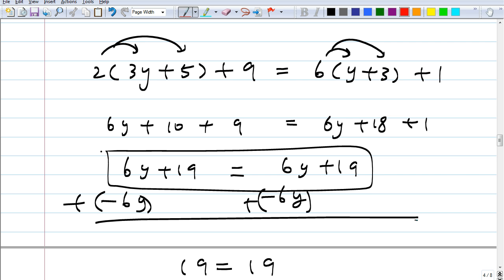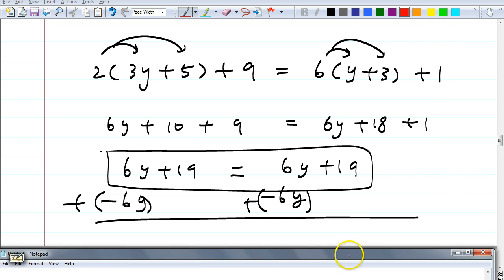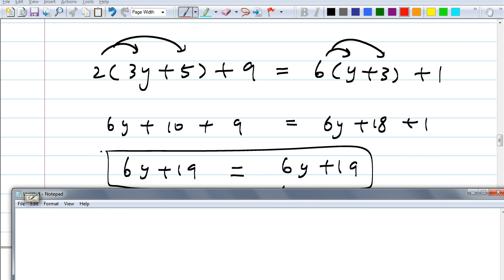So how are you going to write down your solution? Because, look, y could be 1, right? If y is 1, left side will equal the right side, right? Look right up here. You see, when you have 6y plus 19 equals 6y plus 19, y could be 1, right? Y could be 1 million, right? Still, if y is 1 million, the left side would always equal the right side. Y could be negative 1 million, right? So how would you write down your solution here?